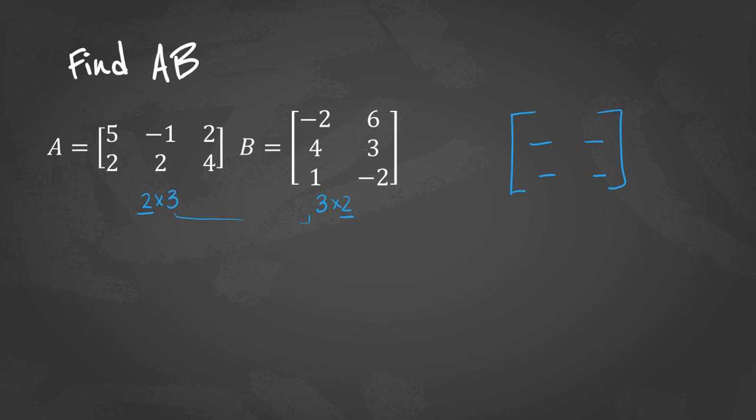And we're going to do the same thing again. We're going to multiply the first row, or the top row, by the left column. But this time we're going to multiply the 3. So 5 times -2, -1 times 4, and 2 times 1. And then I'm going to add all these together, which gets me -12.